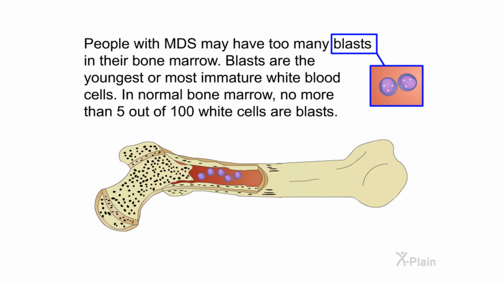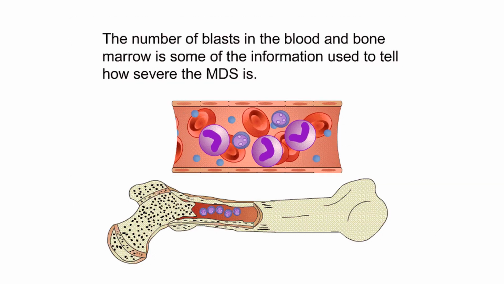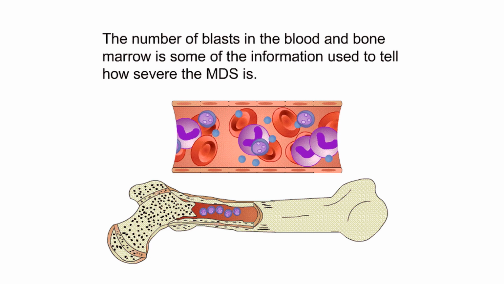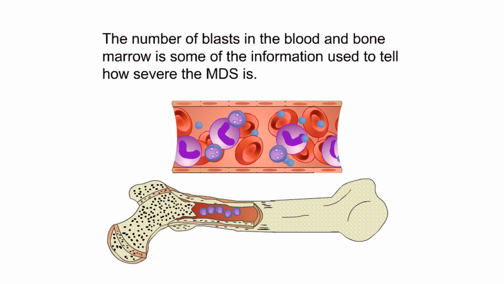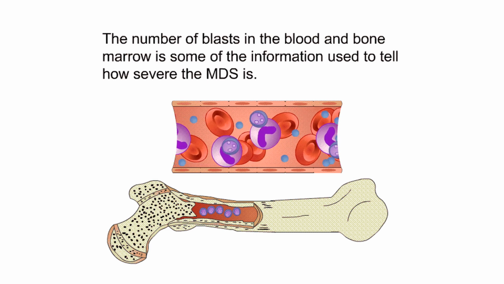People with MDS may have too many blasts in their bone marrow. Blasts are the youngest or most immature white blood cells. In normal bone marrow, no more than 5 out of 100 white cells are blasts. The number of blasts in the blood and bone marrow is some of the information used to tell how severe the MDS is.